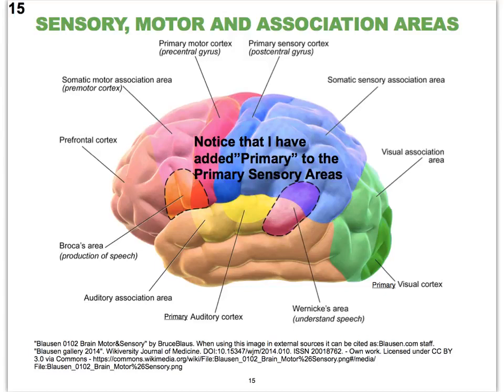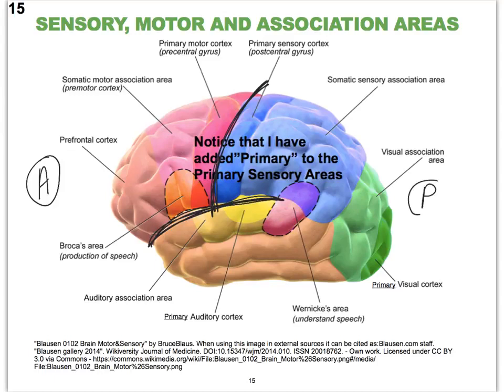So for instance, right here, here's your central sulcus, right? Let me indicate that with black. So here's your central sulcus, one of your landmarks, and here's your lateral sulcus. And that tells you, based on the curving of these two sulci, that this is the anterior side of the brain and this is the posterior side of the brain.